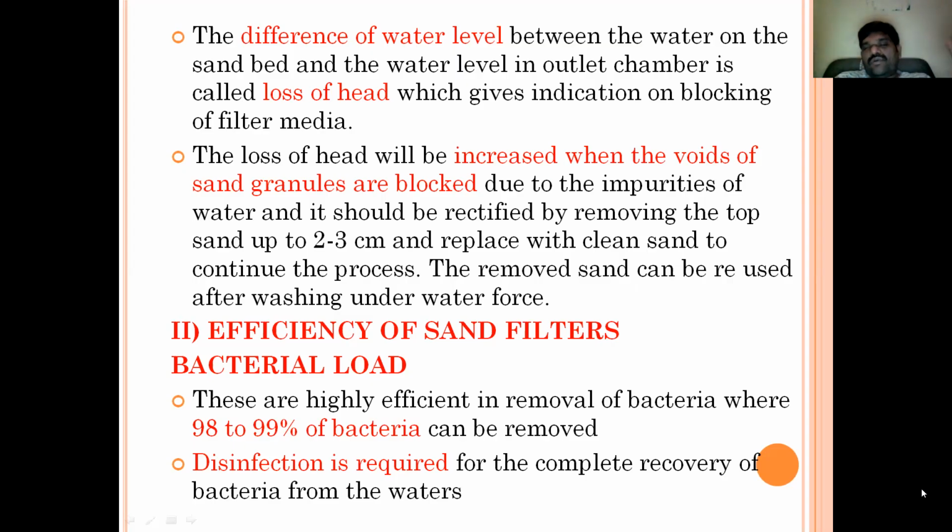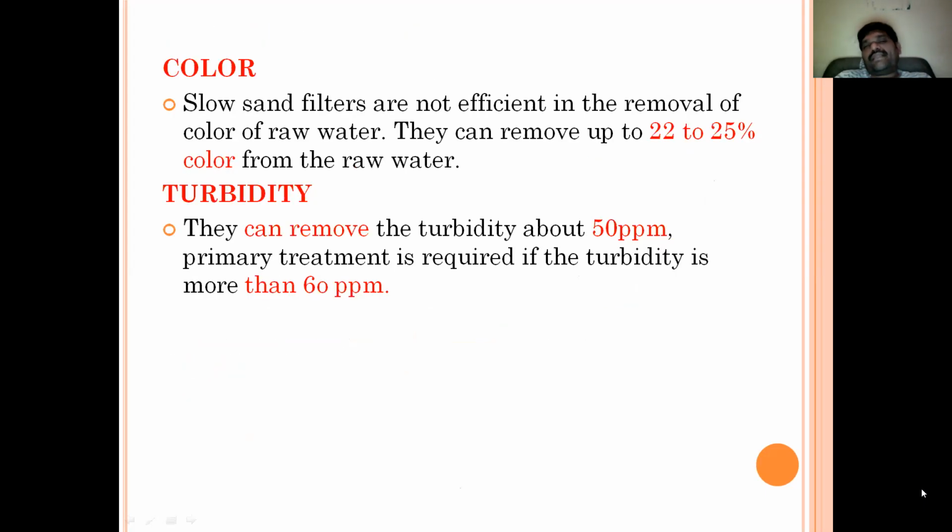Again, in the place of the removed sand, new sand will be placed, or else the same washed and dried sand can be replaced. This is what we have about slow sand filters and efficiency. In this method, only 98 to 99% of bacteria can be removed. Further, when we are supplying to the public, disinfection is required to remove the complete percentage of bacteria.